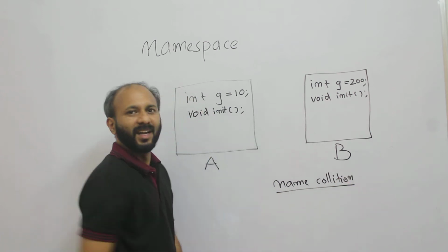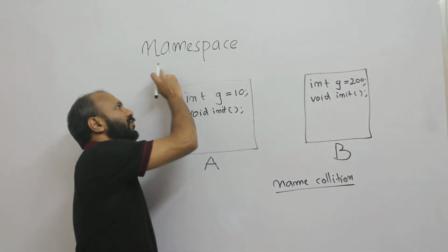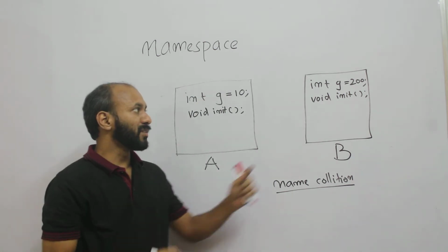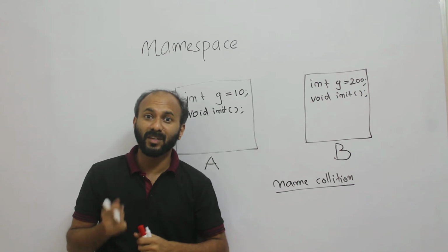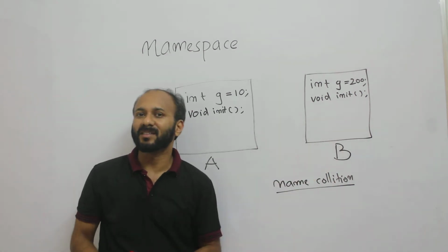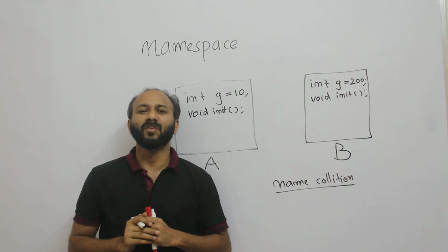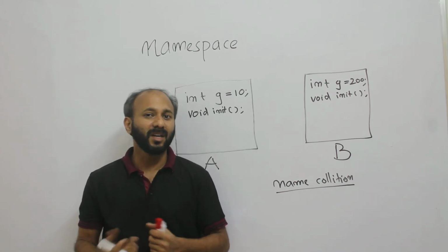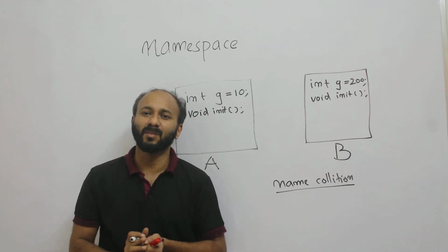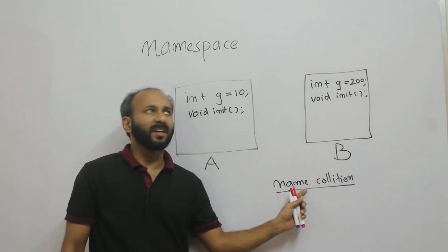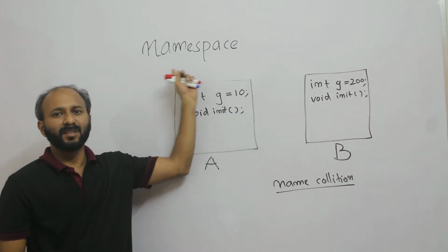You can avoid name collision with the help of a namespace. This is the need of a namespace. You cannot put restrictions on this fellow, like you should not use the global variable g or you should not use the function name init. We cannot do any kind of restriction. That is his privilege. He can use any function name, variable name, or structure name. Name collisions like this we can avoid with the help of a namespace.